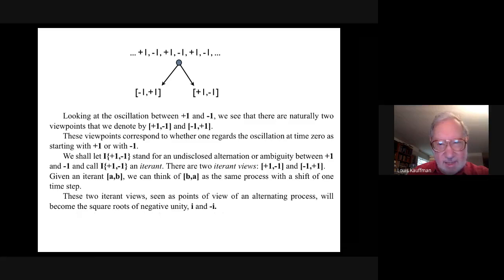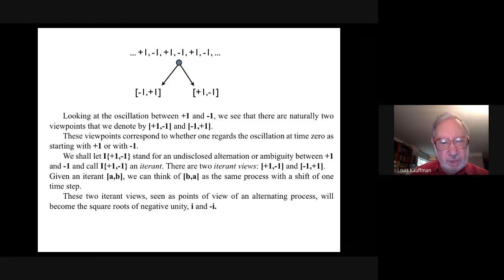So this slide is saying what I just said, that I'm looking at the oscillation between plus 1 and minus 1. There are naturally two viewpoints, which I denote by plus minus or minus plus, and they correspond to starting with plus or minus. And I won't really use this notation, but it's the concept. I want the iterant for plus minus to stand for the undisclosed alternation or ambiguity between plus 1 and minus 1. And there are two views of it, one articulated as starting with plus and the other articulated as starting with minus. And given a pair, AB, I can think of BA as the same process with a shift of one time step. So in this case, I have a very elementary process, and I have the idea of shifting that process by one time step.